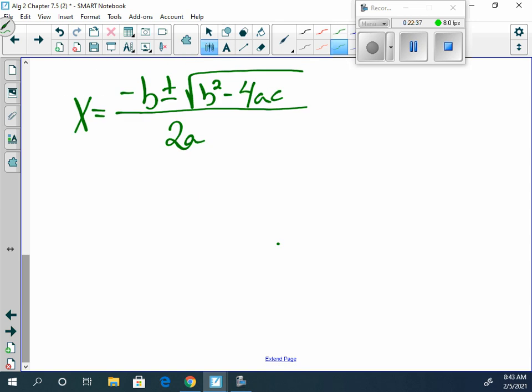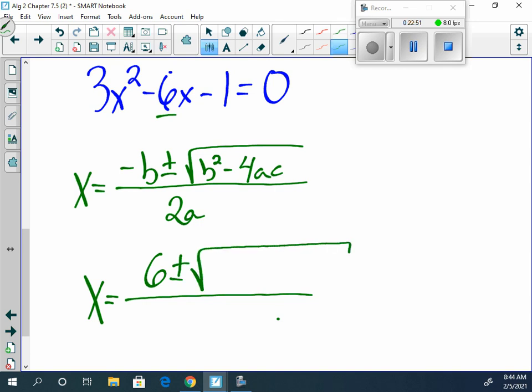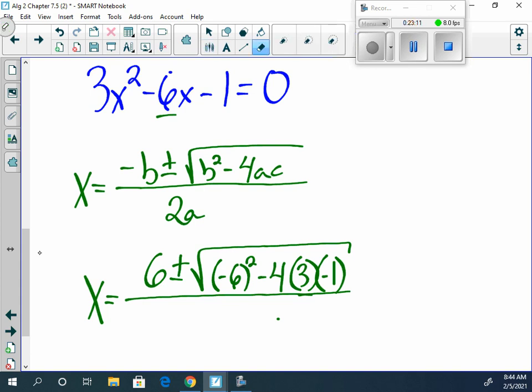So when we look at this here, x is equal to negative b, so negative, we'll make it a positive 6, plus or minus the square root of negative 6 squared minus 4 times A is 3, positive 3, and C would be negative 1. All over 2 times A. Because 2 times 3 is 6.